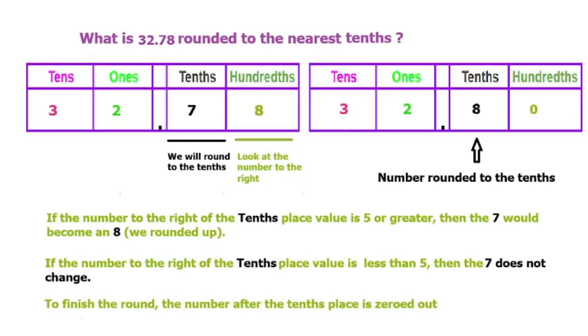And that's the answer. So when you round upward, it'll become 32.80. If this was less than 5, like say this was a 4 or a 3 or a 2 or a 1 or a 0, then you would just leave this as 32 and then this would stay 7, so 32.7, and then you would zero this out as 0. And that's the end of that.